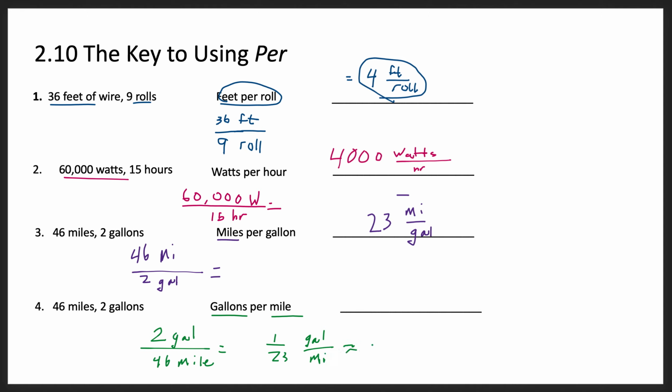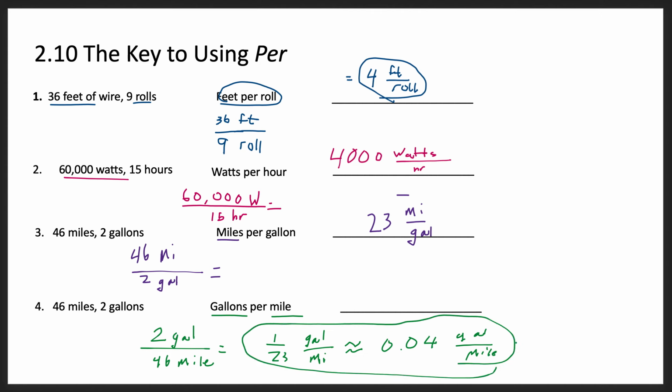Or I can say that it is approximately equal. I can do 1 divided by 23 and get a decimal, or 2 divided by 46. It's going to be the same thing. 2 divided by 46 is 0.04, and we'll round it there. Gallons per mile. You can have either answer.